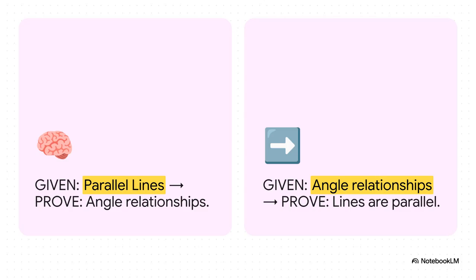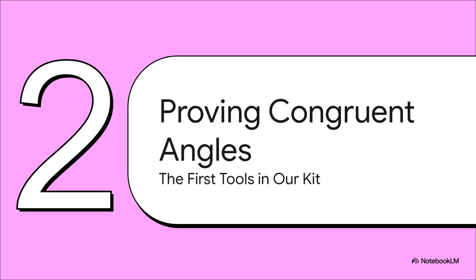But today is the big switch. We're flipping the script completely. We are no longer going to start by assuming the lines are parallel. Nope. Instead, we're going to start with the angles themselves. We're going to use those congruent or supplementary angles as our evidence, our clues, to build a rock-solid case and prove that the lines just have to be parallel. All right, so let's start building our toolkit.